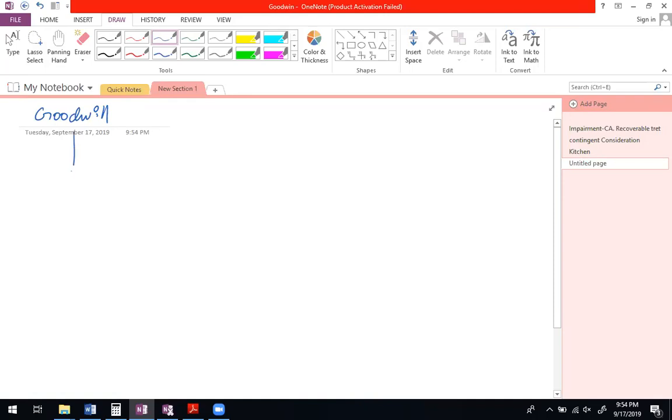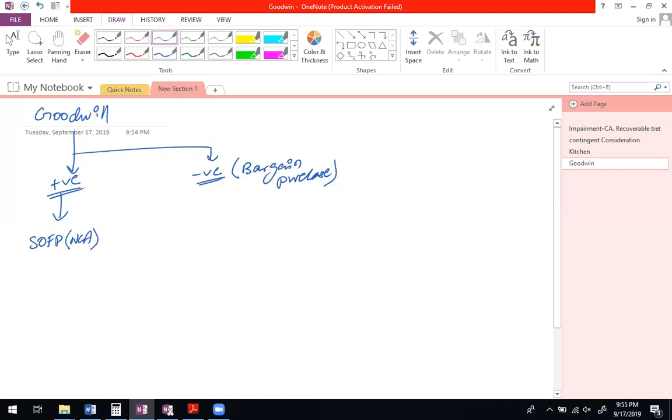So we say that the goodwill will either be a positive goodwill or a negative goodwill, and negative goodwill is called a bargain purchase. A positive goodwill is shown in the statement of financial position as a non-current asset, and negative goodwill is shown as a gain in profit and loss account. So negative goodwill is treated as a bargain purchase, as a gain in the P&L.